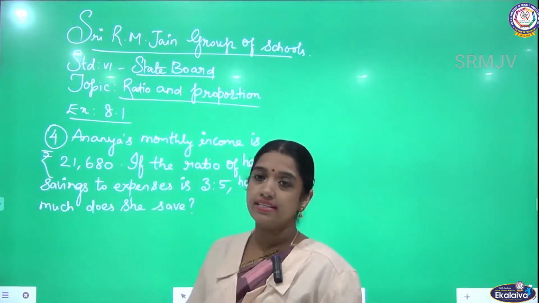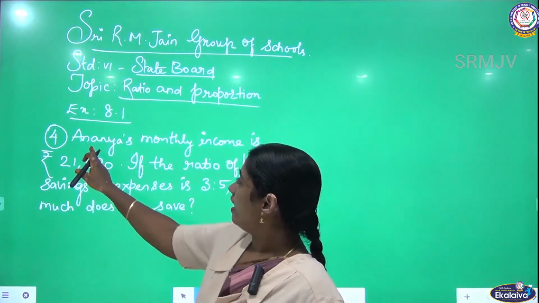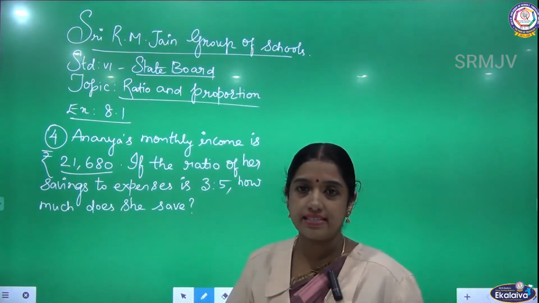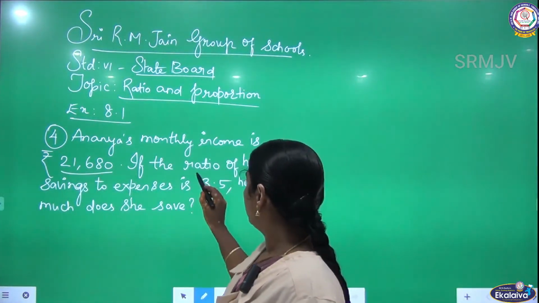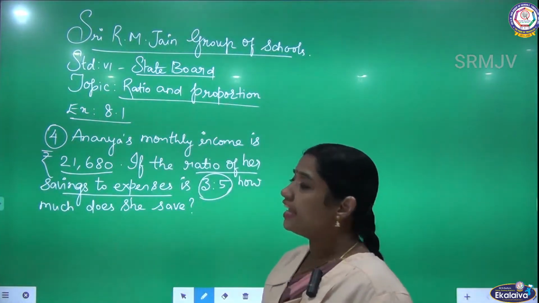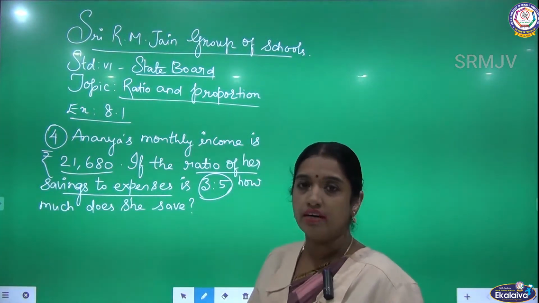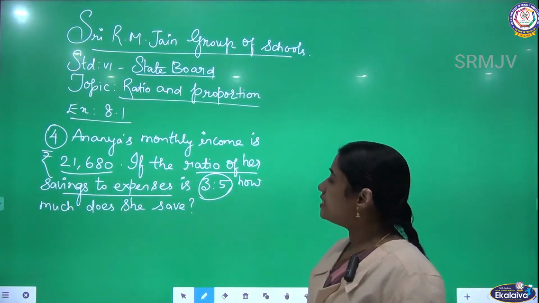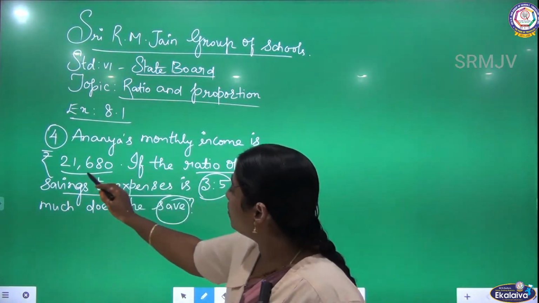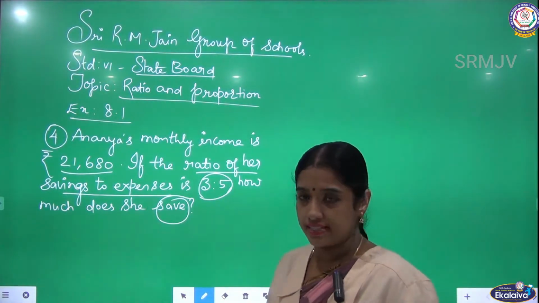Now I am going to discuss exercise 8.1 for 6th standard. Listen children, Ananya's monthly income is 21,680. The ratio of savings to expenses is given as 3:5. See, 3 is for savings and expenses is 5. So, how much does she save? This is your total income, 21,680. I am going to find out the savings.